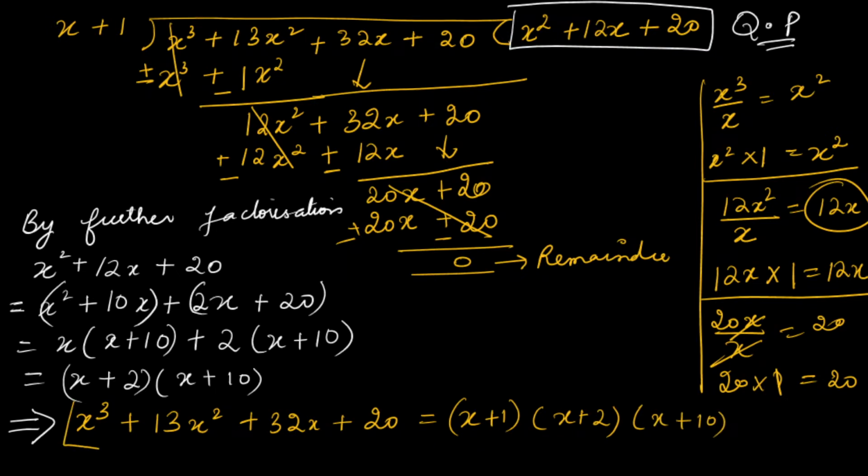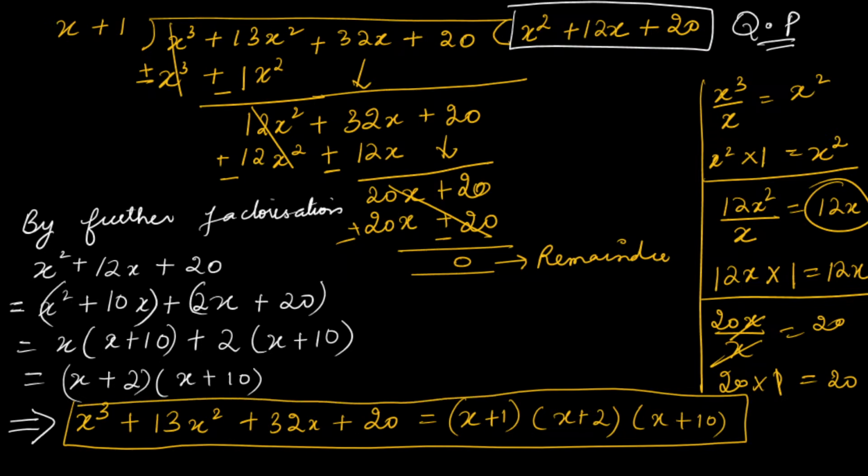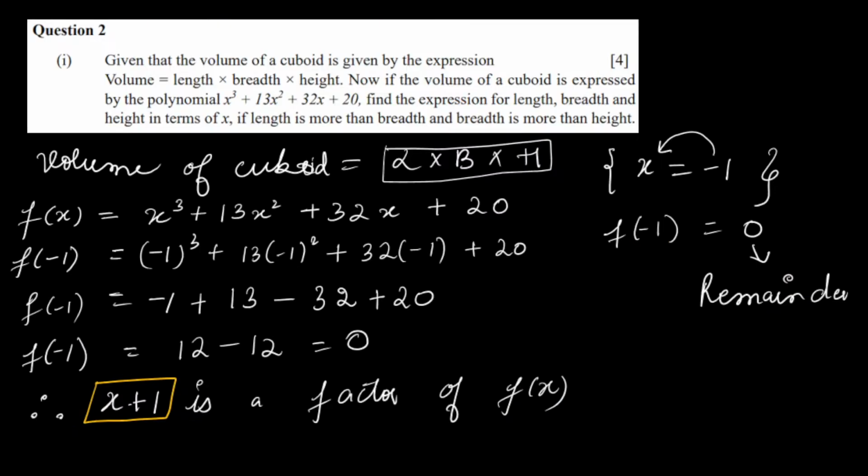Now here our question is not over. Although we have factorized, if this were a normal question, we would have finished our answer here itself. If it were normal factorization, where one polynomial is given to us and you just have to factorize, then this would be the end of the question. But read the statement now. We have to find the expressions for length, breadth and height. So this is the final step.